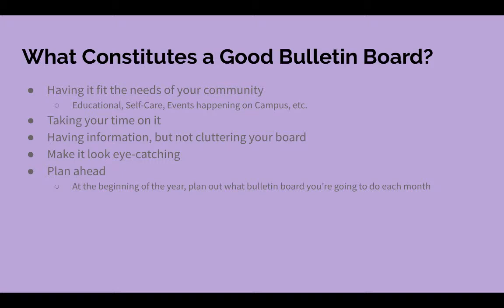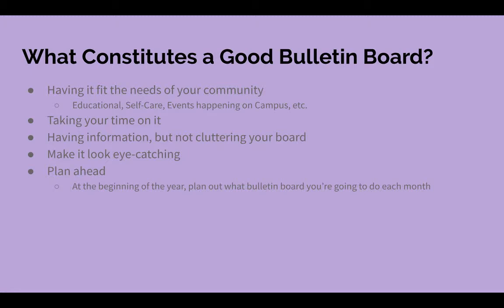Making sure to take your time on the bulletin board is very important. Also, having information on your board but not cluttering your board can be a way to get info out to your residents. If the board is cluttered, chances are residents are not going to pay too much attention to it because they will not know where to start reading. With this, make your board look eye-catching. After all, you are putting up information that will be beneficial for your community, so you want them to look at it.